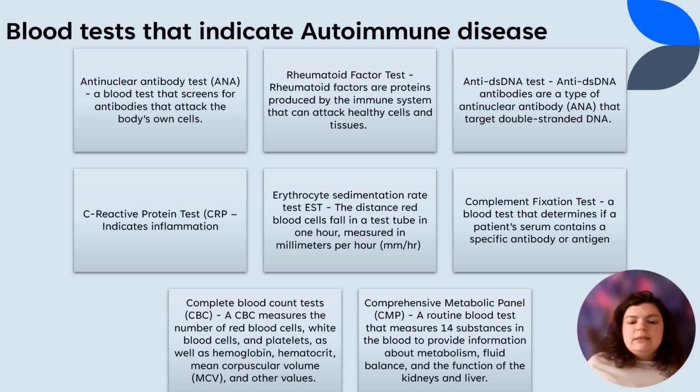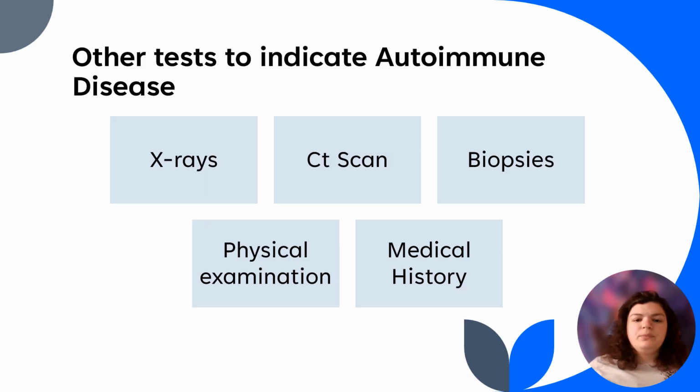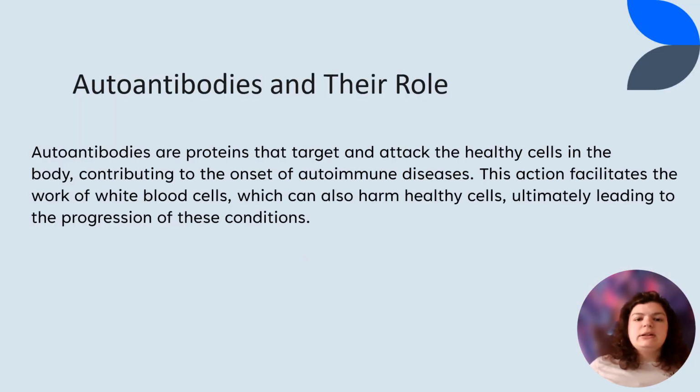A comprehensive metabolic panel, also known as CMP, is a routine blood test that measures 14 substances in the blood to provide information about metabolism, fluid balance, and the function of the kidneys and liver. Other tests that indicate autoimmune diseases are X-rays, CT scans, biopsies, physical examination, and just reviewing your medical history.